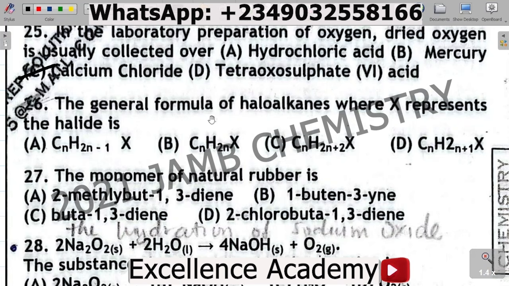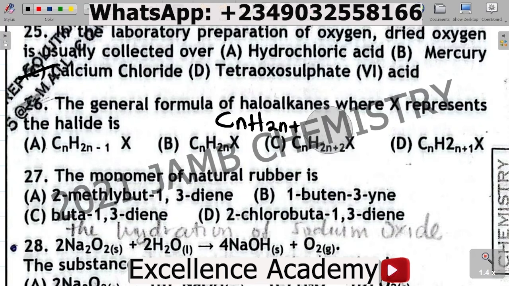26 says the general formula of haloalkanes, where X represents the halide, is, you have options A, B, C, and D. Now, how do we answer this question here? First things first, they mentioned alkanes before the halo. For alkanes, recall that the general formula of an alkane is CnH2n plus 2. Now, when you have a haloalkane, that simply means an alkane that has one halogen atom. And for this alkane to receive one halogen, it has to lose one of the hydrogen atoms.